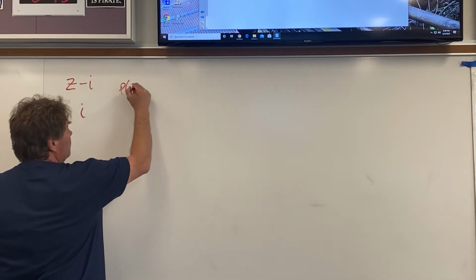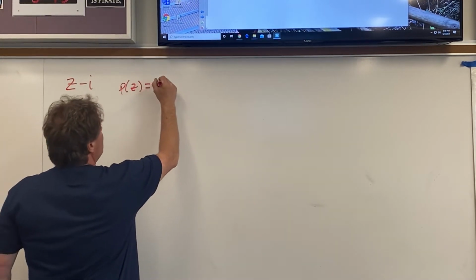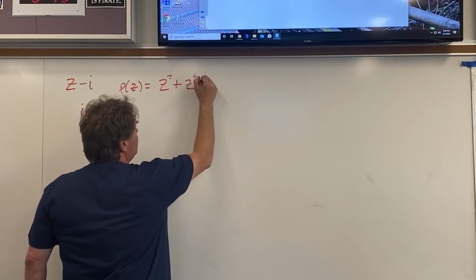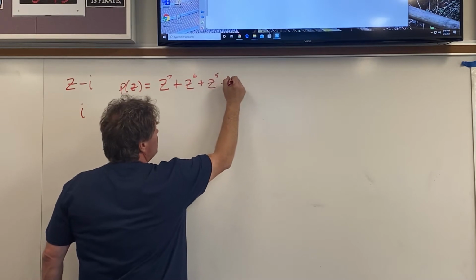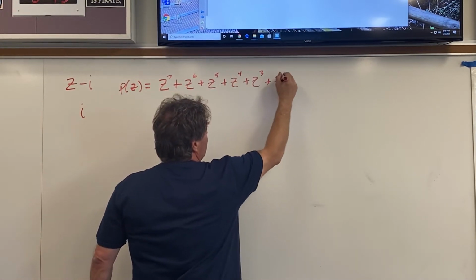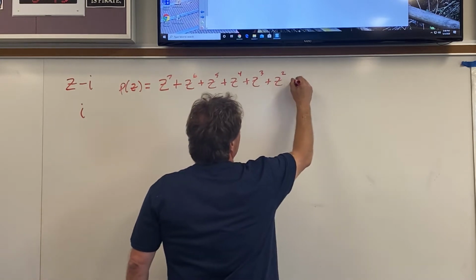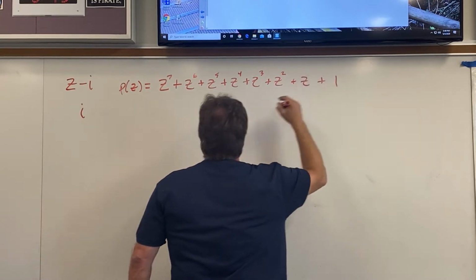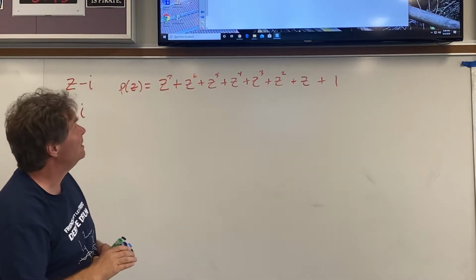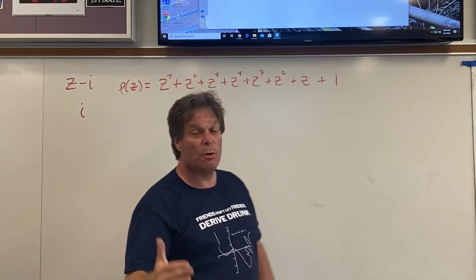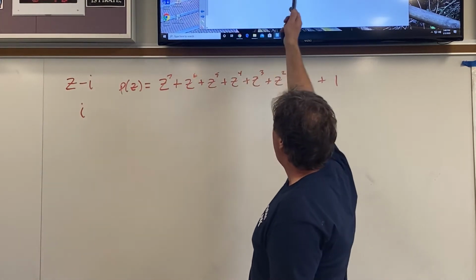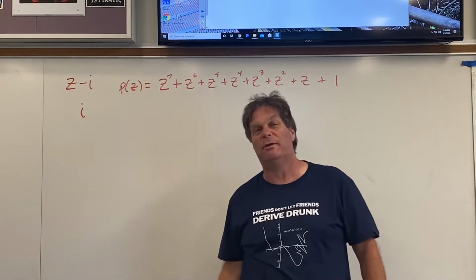Watch, P of z is z to the 7. Watch, there's a pattern here. z to the 6, z to the 5, z to the 4, z to the 3, z to the 2, z, and a constant. So we got everything accounted for here. And the question they're actually asking is, determine whether this, z minus i, is a factor of this.